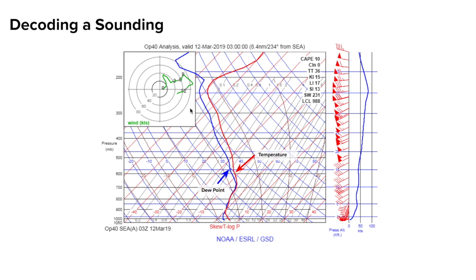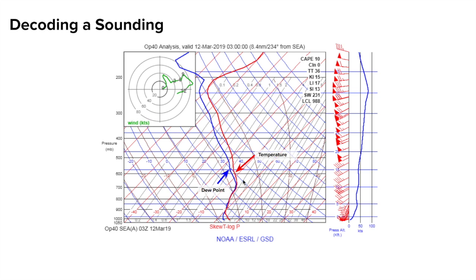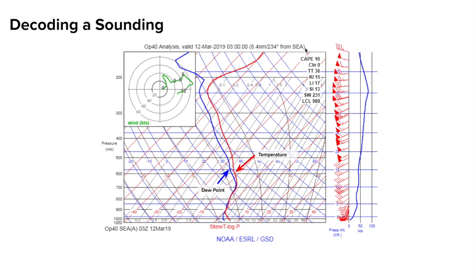So, further decoding a sounding: again, vertical is our altitude, either in millibars or pressure altitude, and horizontal is temperature. When we generate a sounding, you'll see we have a red squiggly line and a blue line. No surprise, I've already got them labeled. This is our temperature and this is our dew point, and what they're doing as we increase in altitude. This is a Seattle generation back on March 12th of 2019.